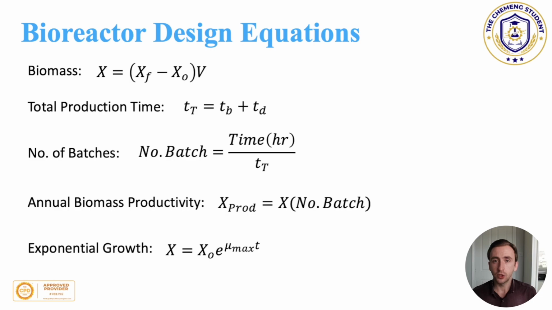Now we have an exponential growth equation which gives us the relationship between biomass and time. And it is an exponential factor because we've seen that in the growth curve. And that is equal to the initial biomass concentration, e to the power of mu max multiplied by t. Now mu max is the maximum growth rate. So that is the quickest growth rate that is associated with this cultivation, i.e. how quickly these cells are multiplying.